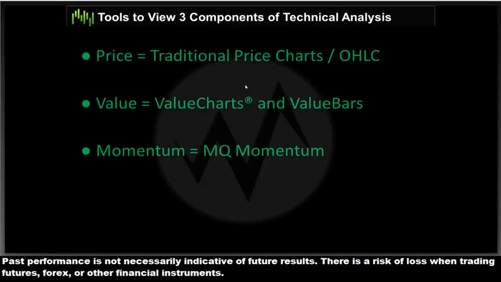The tools that we're going to use to gauge these three components are, for price, the traditional price charts you're familiar with, or the open, high, low, close bar charts. For value, we're going to be using our proprietary indicator value charts, and by extension, our value bars indicator. And for momentum, we will use our MQ momentum indicator.